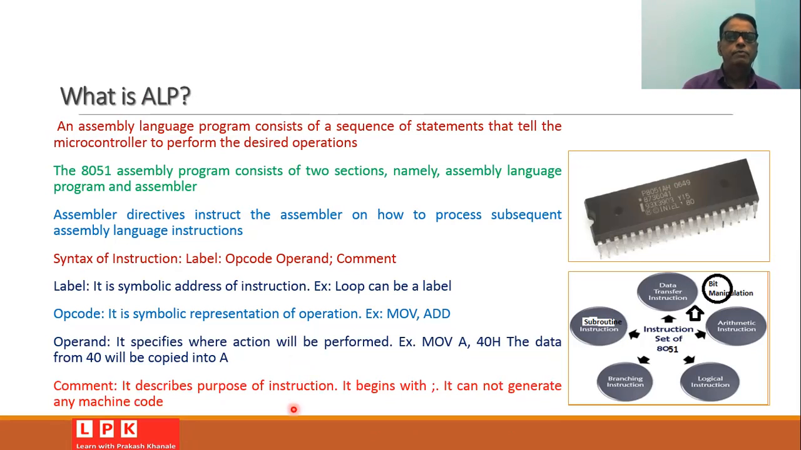Comments are written because comments will tell us the purpose of the instruction. Comments begin with a semicolon, and comments will not generate any machine code. But comments are useful because whenever we read any assembly language program, the comments will tell us the purpose of each and every instruction written in the assembly language program.